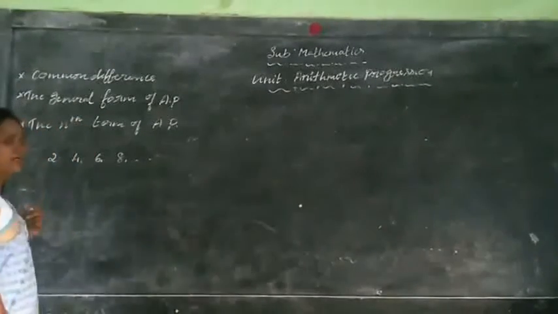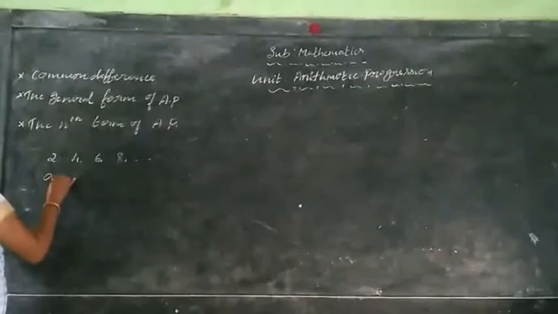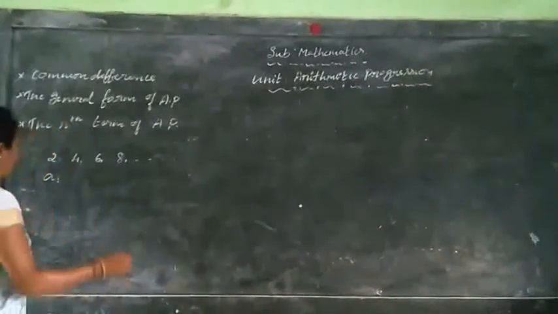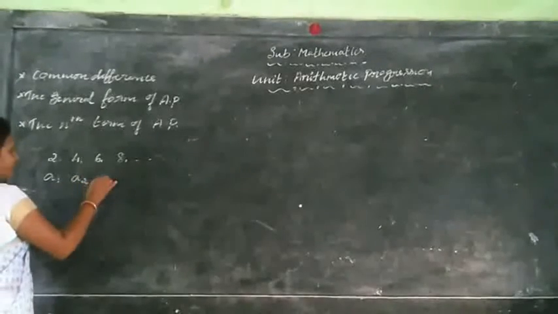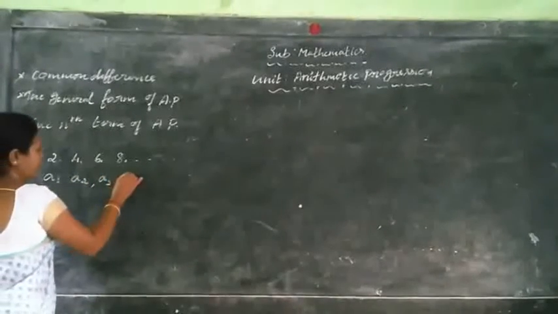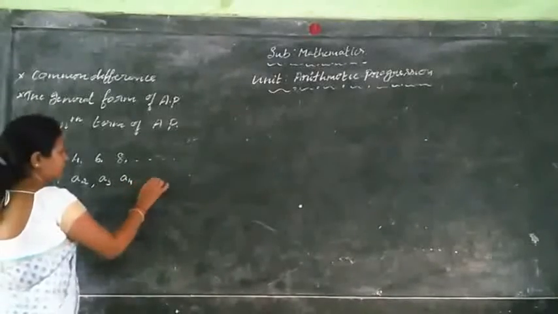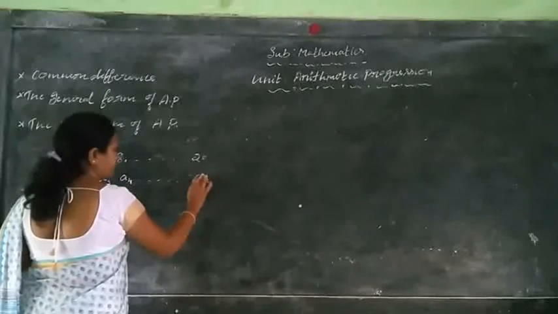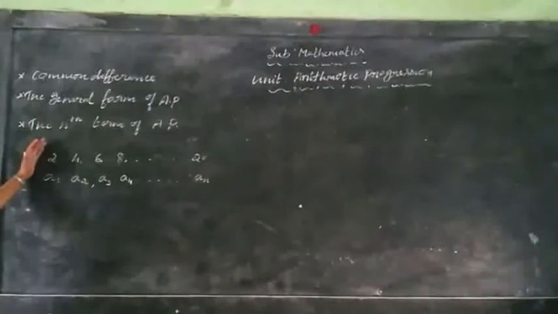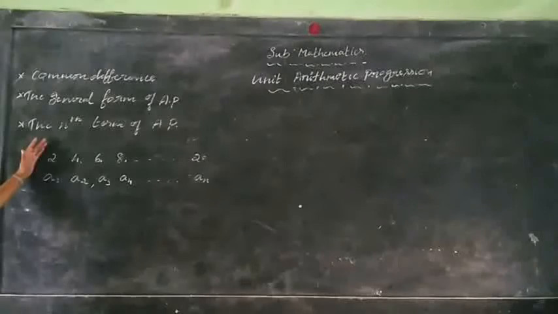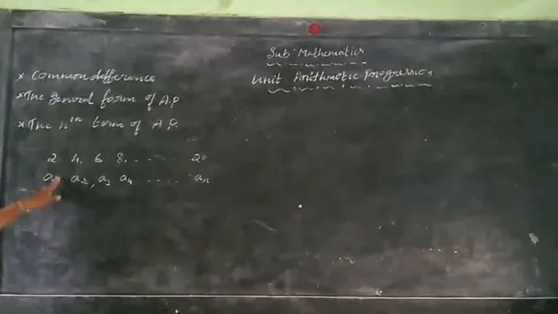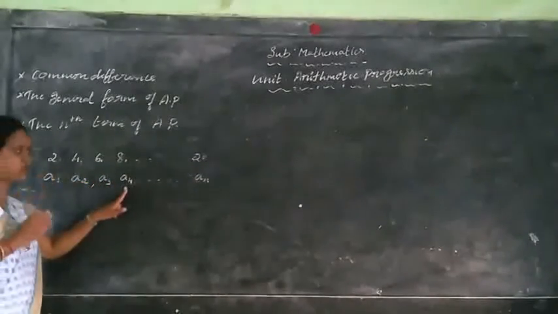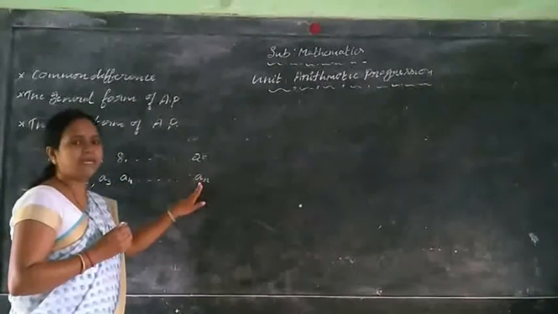So, in the arithmetic progression, the first term is denoted by, children, A1. We'll denote the first term by A1 and the second term by A2, third by A3, A4, and the last term we will denote by An. Just see carefully. So, it is an example for a finite arithmetic progression. The first term is denoted by A1, second term A2, third term is A3, fourth term is A4. It goes on like that, children, and the last term is denoted by An.